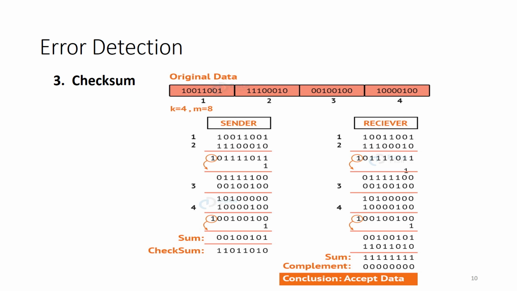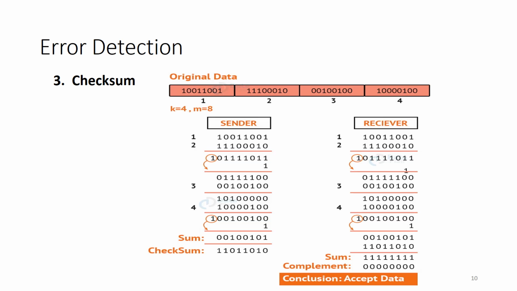The third method of error detection is the checksum. Here the original data is divided into a number of segments. As shown in the figure, this is the original data divided into 4 segments. K indicates the number of segments, and M indicates the length of each segment. Ensure that the length of all the segments must be equal.